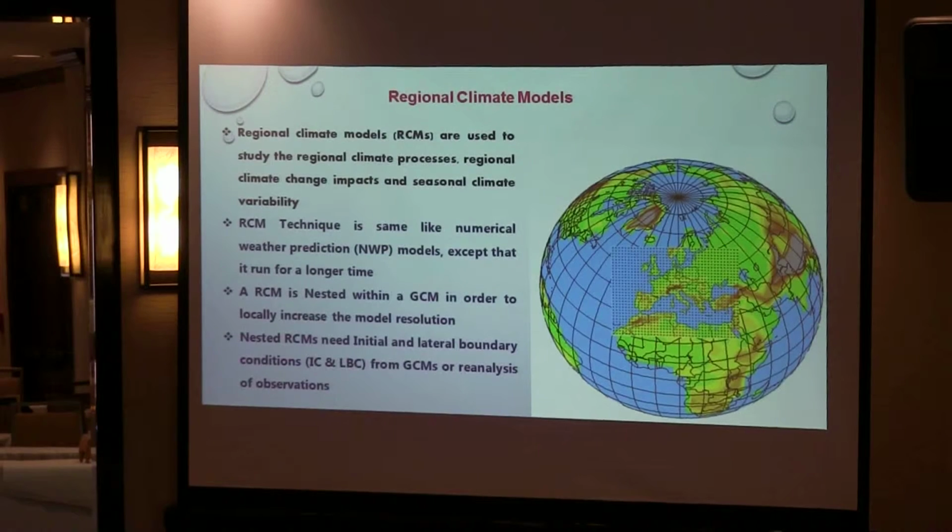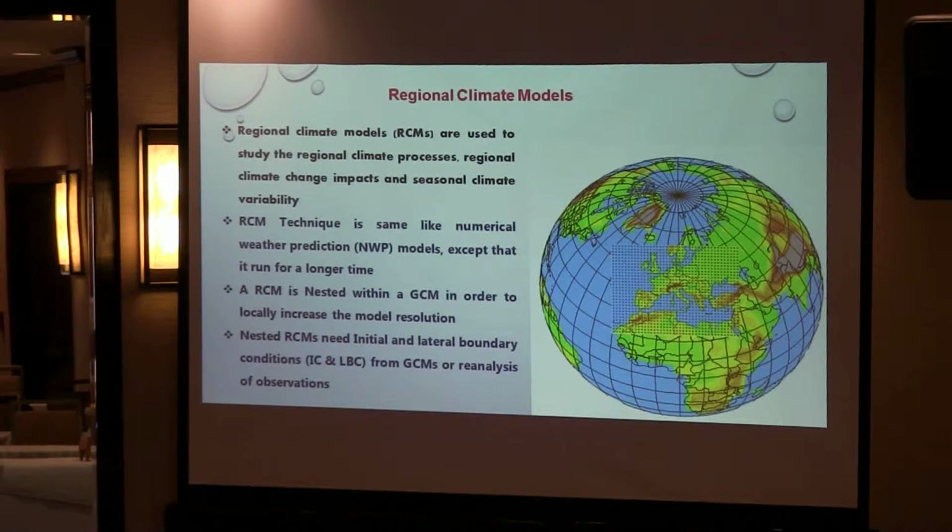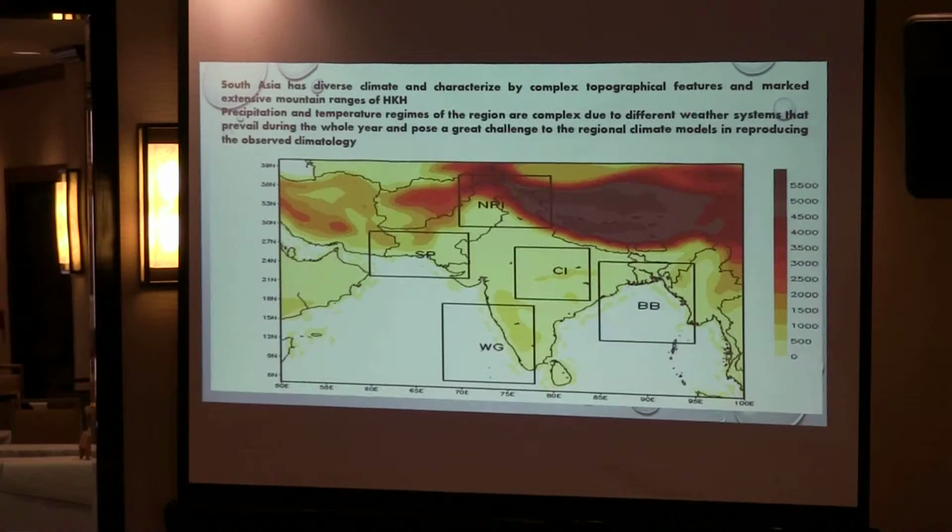In dynamic downscaling, we use regional climate models. The regional climate models are used for regional climate processes, regional climate change impact studies, and also for seasonal climate variability. The basics of the regional climate model are the same as those of numerical weather prediction models, except that regional climate models run for a longer period of time. In case of nested regional climate models, we usually provide the initial and lateral boundary conditions to the RCM from the GCM or reanalysis of observation.